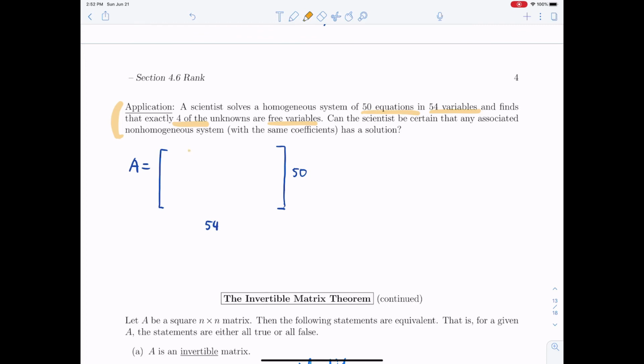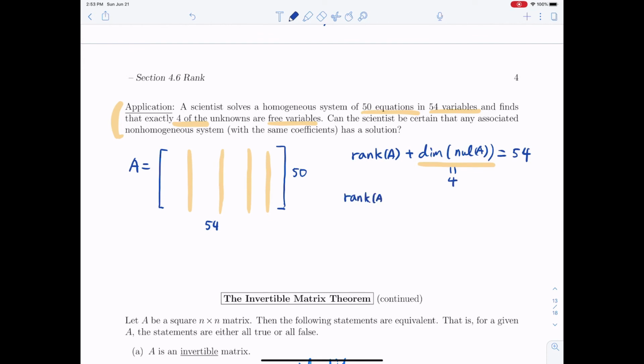Then we know that there are 4 free variables, or 4 non-pivot columns. By the rank-nullity theorem, we can tell that the rank of A plus the dimension of the null space of A should equal 54, which is the number of columns of A. But we have the number of free variables equal to 4. So then we get that the rank of A equals 50, which by definition is the dimension of the row space of A.